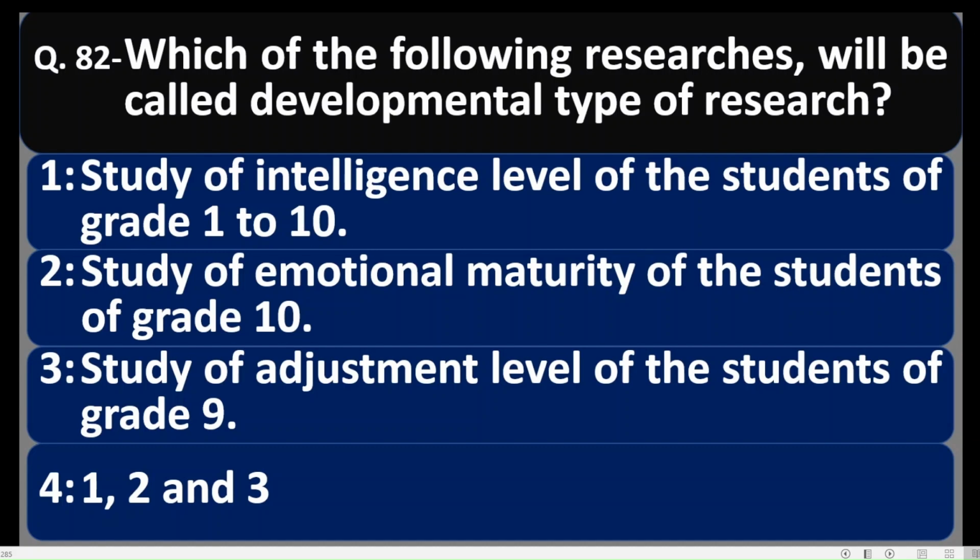Option number 1, study of intelligence level of the students of grade 1 to 10. We know that there is a vast difference between the age of the students studying in standard 1 and 10. So the intelligence level will be different at different age levels. So the impact of time period on intelligence level will be studied in this research. So option number 1 is correct.